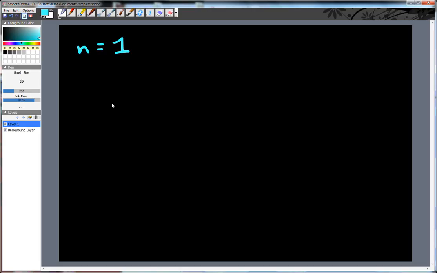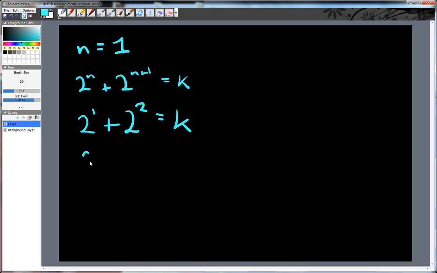Now we're going to translate the rest of the question using that value of n. It tells us that 2 to the n plus 2 to the n plus 1 is k. Now that we have a value for n, we can give this a hard numerical value. This becomes 2 to the first because our n is 1, plus 2 to the n plus 1, which is 2 to the 1 plus 1, which is 2 to the second, equals k. So k becomes 2 plus 4 equals k. So our k becomes 6.